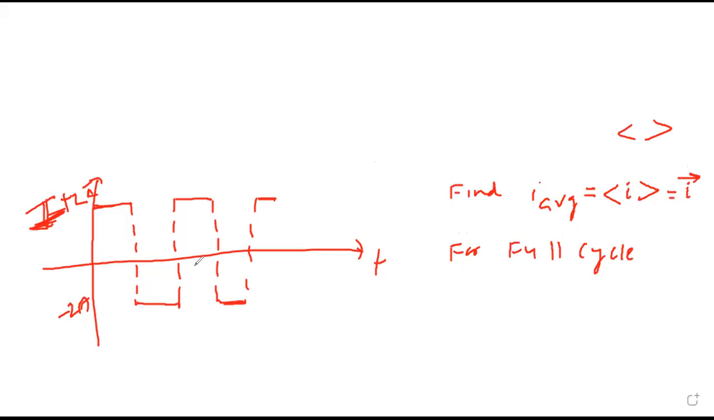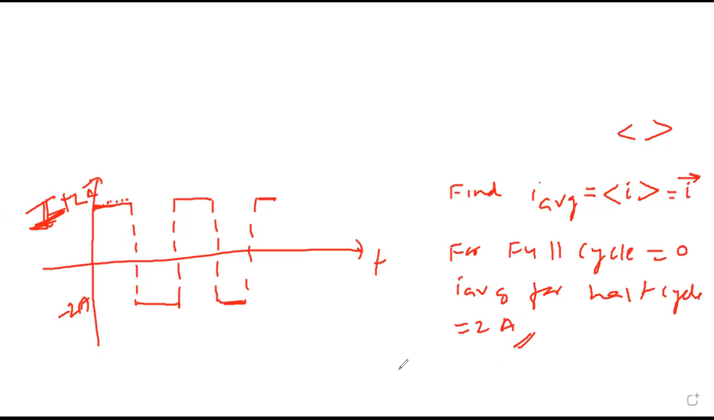For full cycle, plus 2 minus 2, 0. What will be I average for half cycle? Can you tell? 2 ampere, because it is constant throughout. There is no variation. 2, 2, 2, 2, 2, 2, 2. So what will be that current? Average 2 ampere only.